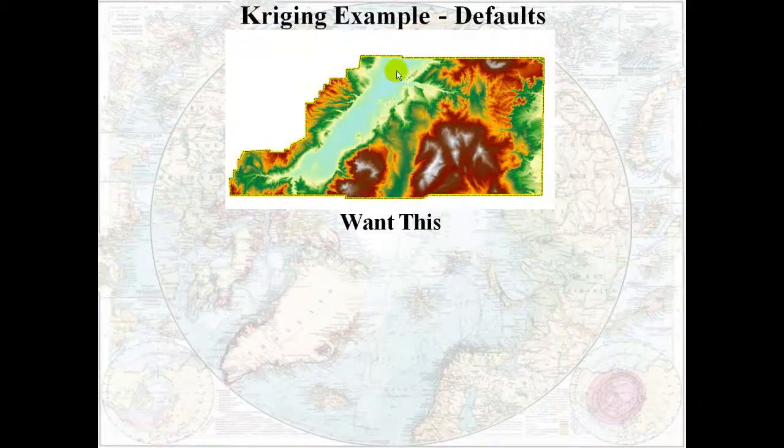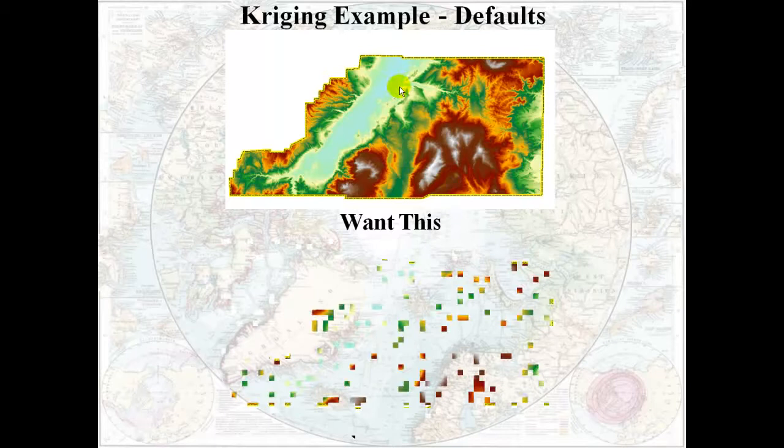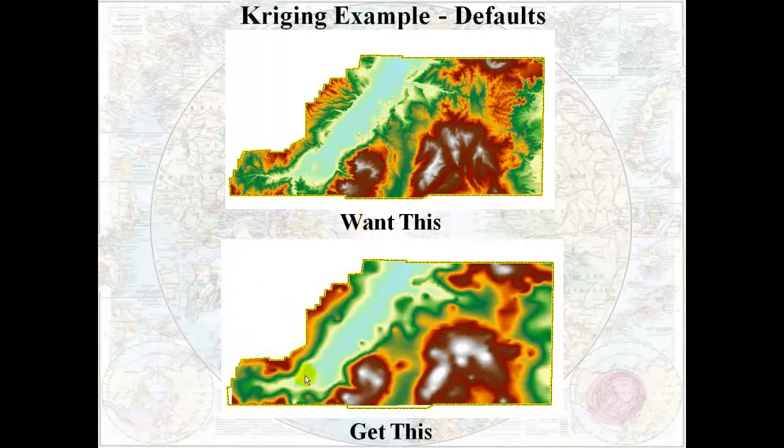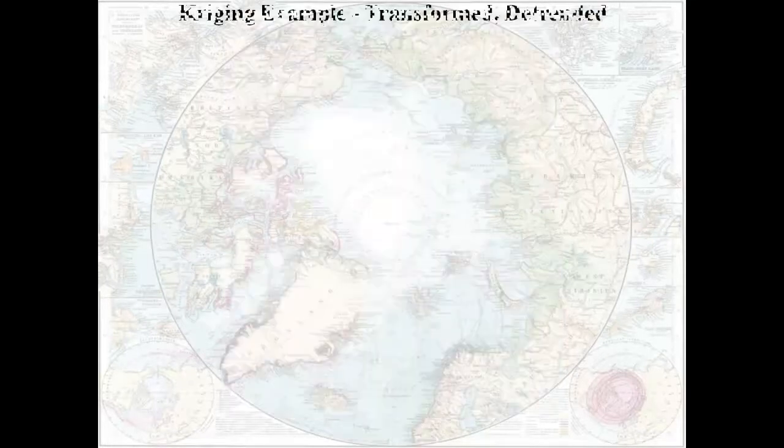Okay, so what we want is an output surface that looks like this, and when we do kriging we get an output surface that looks like this. And you can see that this is a pretty good interpolation. This is a pretty good approximation of what we'd like to get. So kriging is working pretty well here. So that's just with the basic default assumptions.